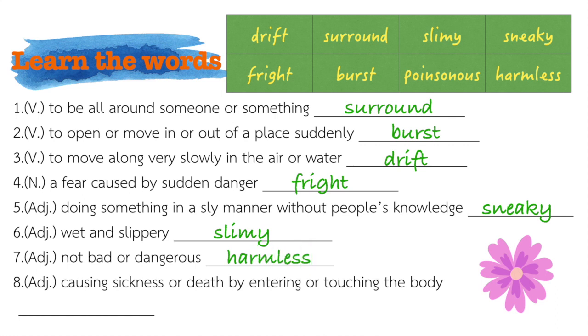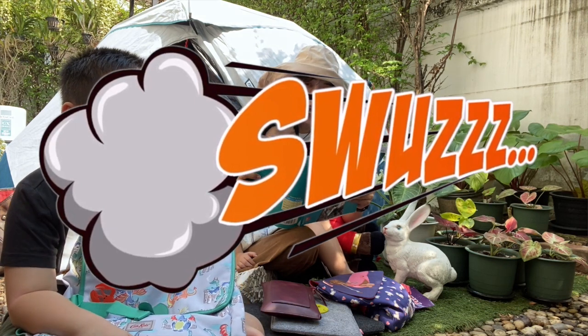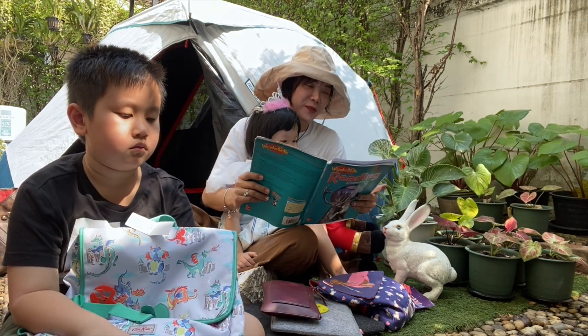Harmless. Number 8 is an adjective, causing sickness or death by entering or touching the body. Poisonous. Now, I will read the story aloud. You listen to the story.